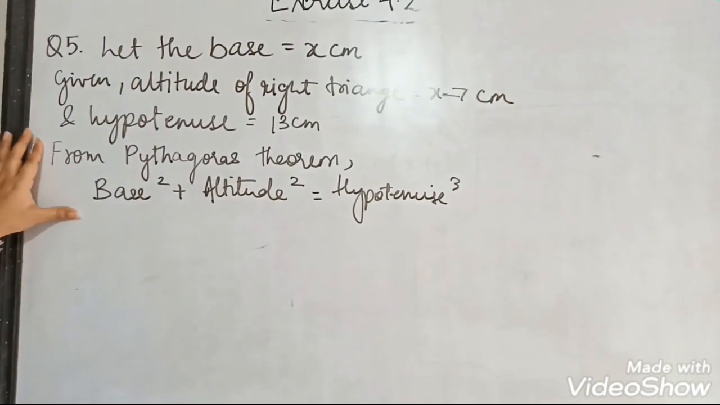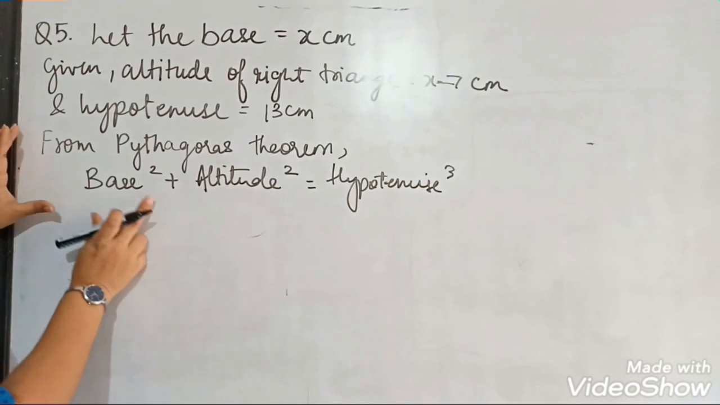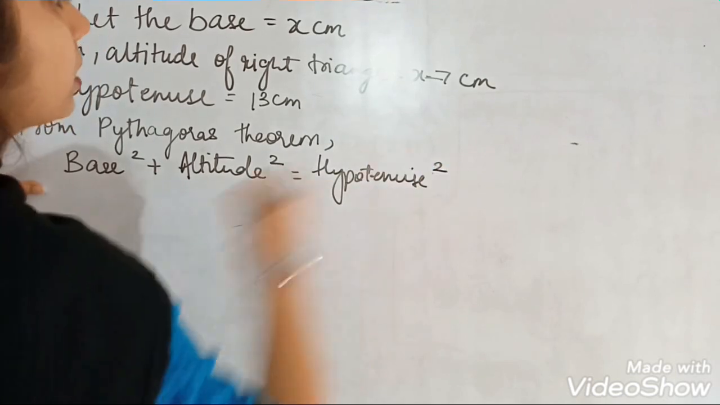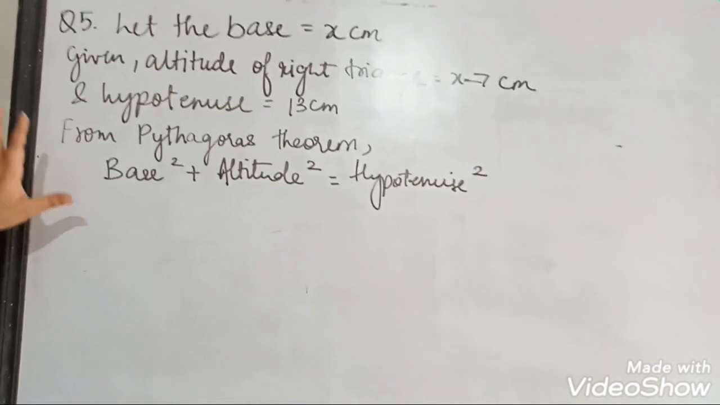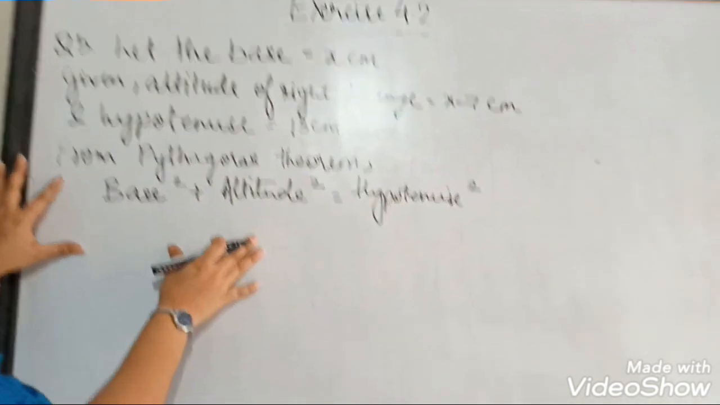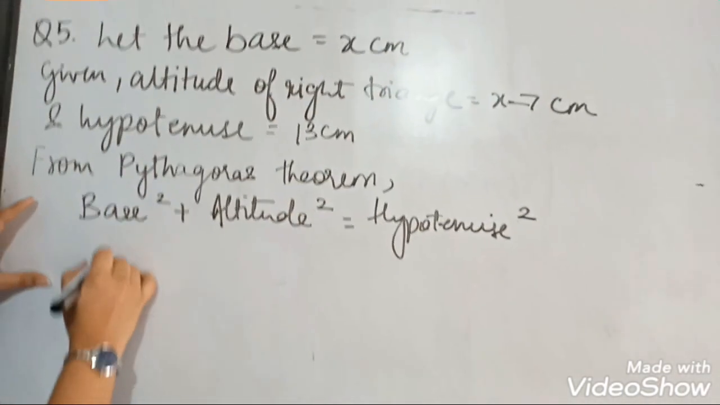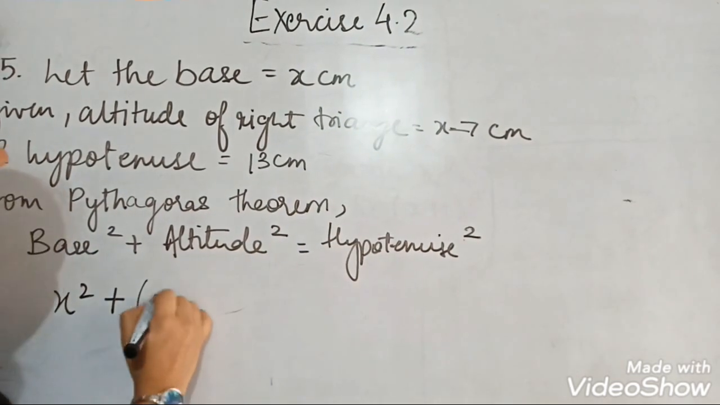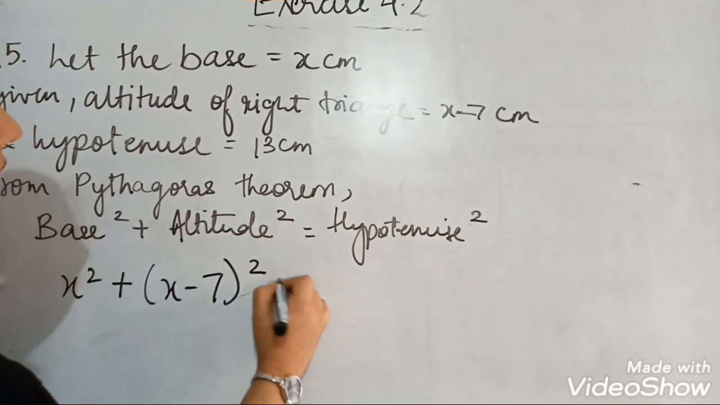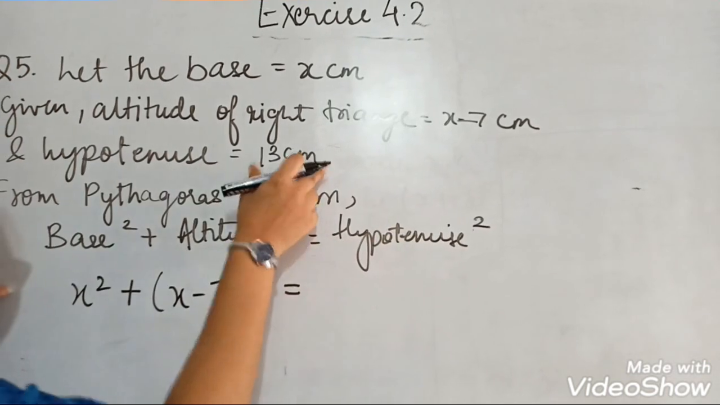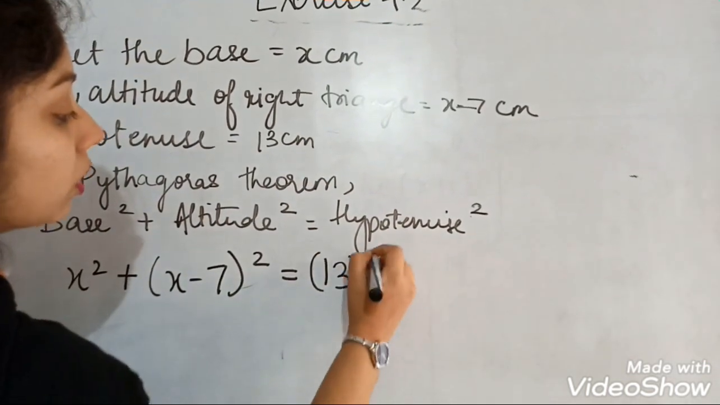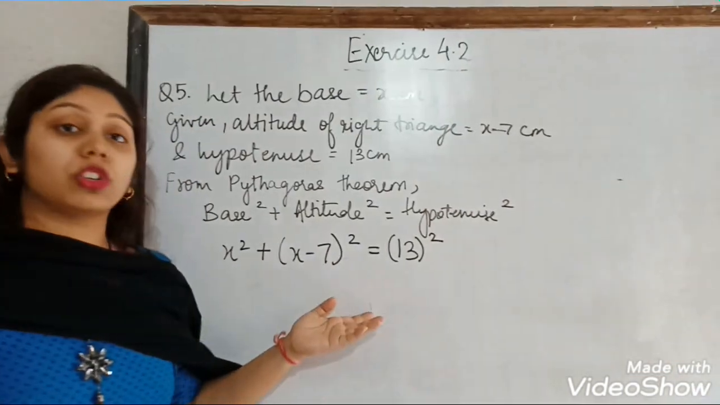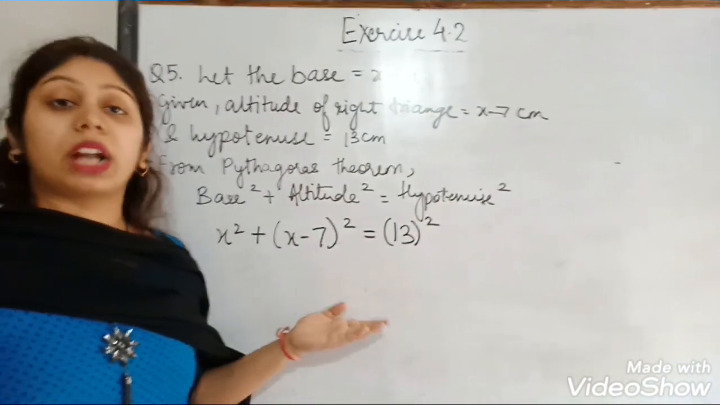Now we all know from the Pythagoras theorem, we know that base square plus altitude square equals to hypotenuse square, isn't it? We know this theorem. So from this theorem only we are going to put all the values. Base we have x, so this will be x square plus altitude is how much? X minus 7 whole square equals to hypotenuse square which is 13 whole square. Now why are we taking this formula children? So that we can form a quadratic equation.